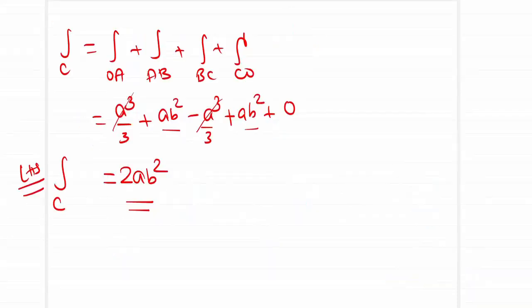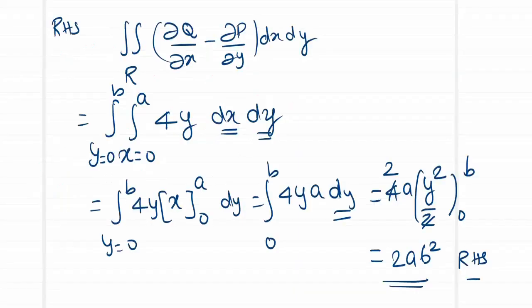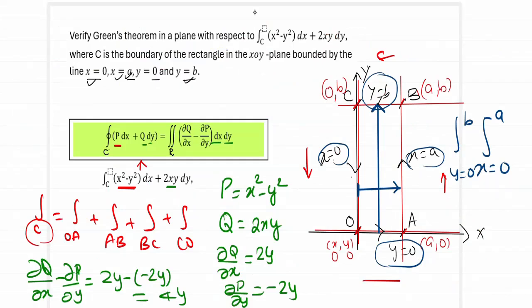Now let us go and check what we had for your left hand side. It is 2ab square. So we notice that 2ab square is the same as 2ab square. That is, your LHS is equal to RHS. So what have we verified? We have verified that the left hand side of your Green's theorem is the same as your right hand side of your Green's theorem. Hence, Green's theorem has been proved for this plane, which is a rectangular one, for this function x square minus y square dx plus 2xy dy.